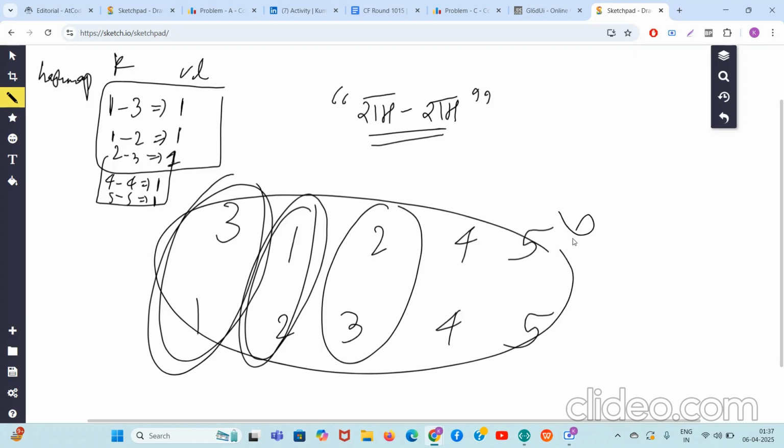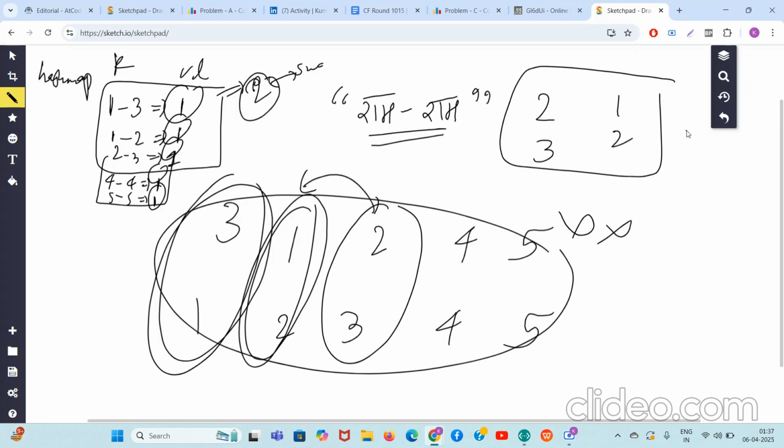This problem can never be solved. Why? Guys, all are coming for odd times. Unless some bond comes for two times, how can you swap them? Here, swapping will make no difference. If you swap this with this, what is going to happen? 2 3 will come here, 1 2 will come here. No difference is going to happen.